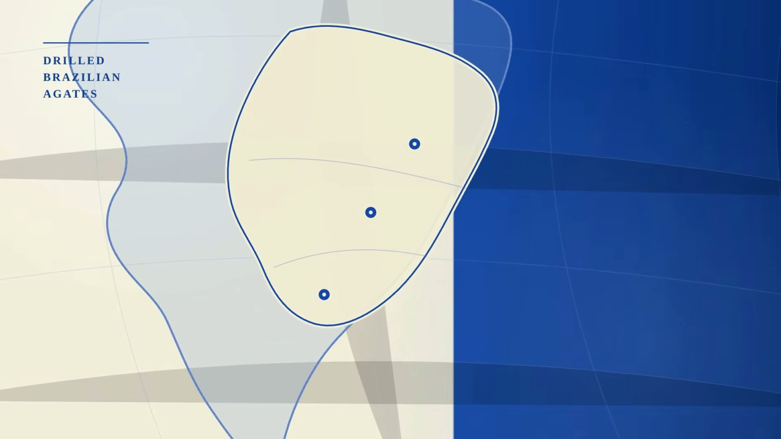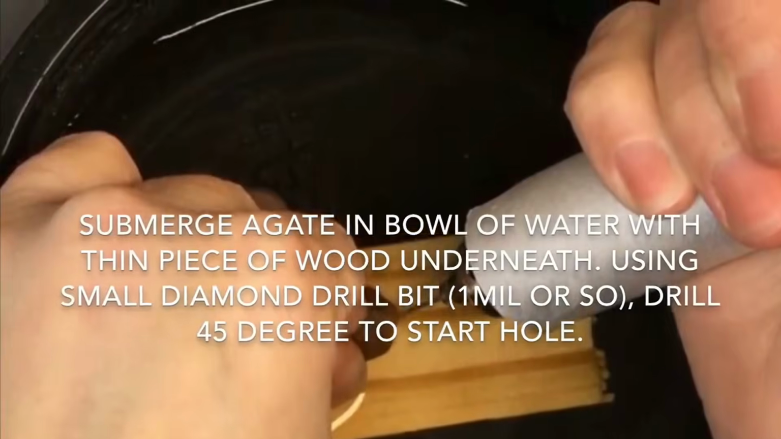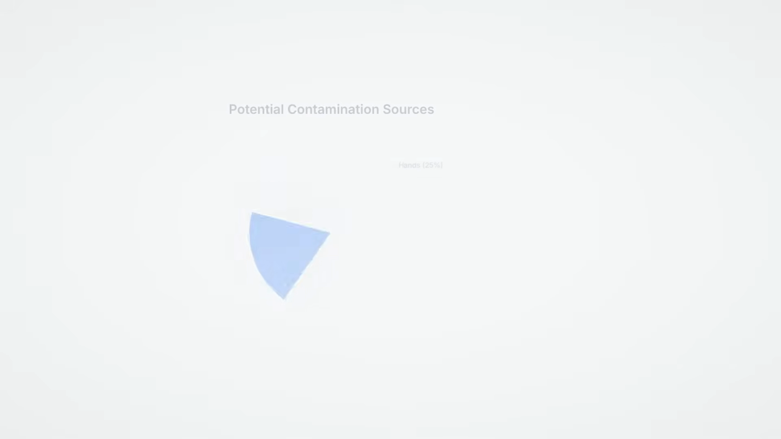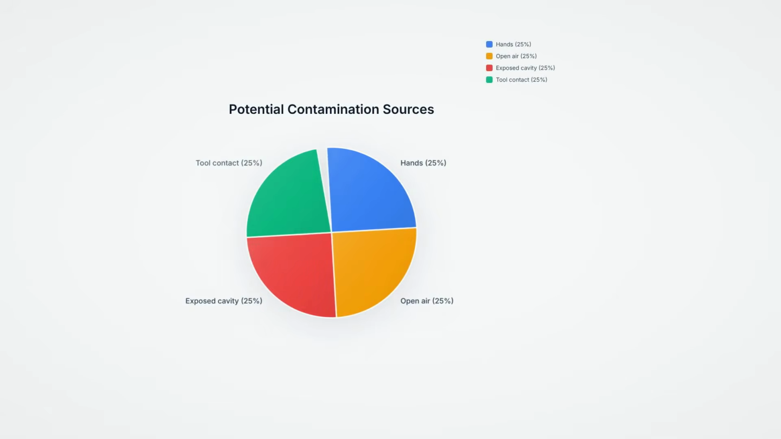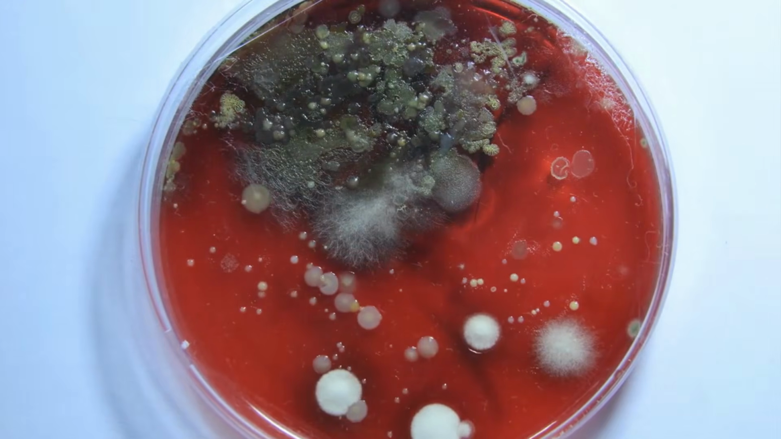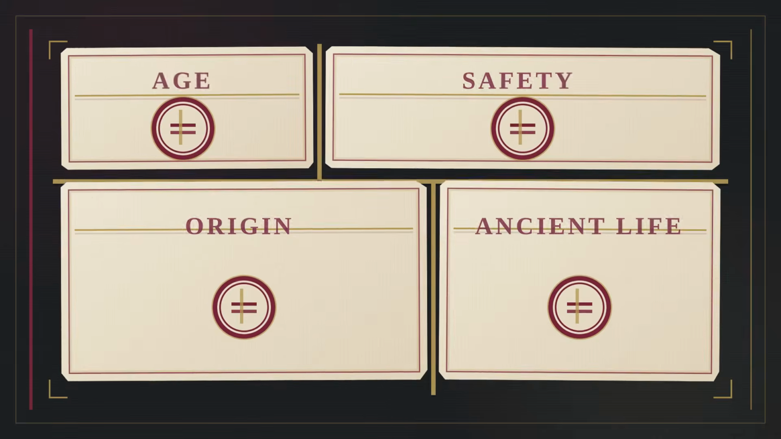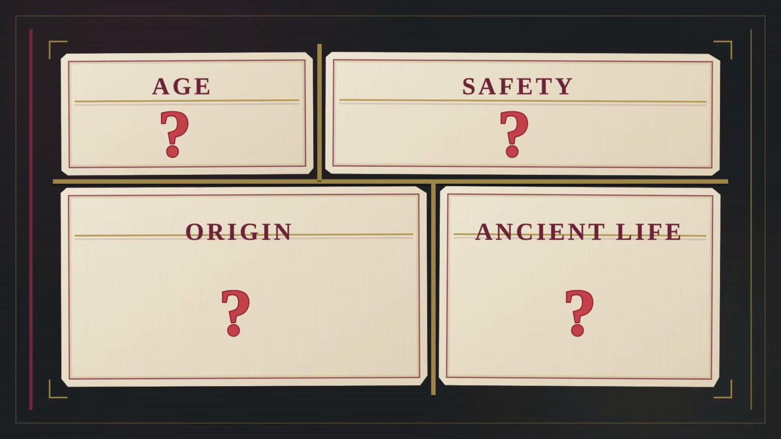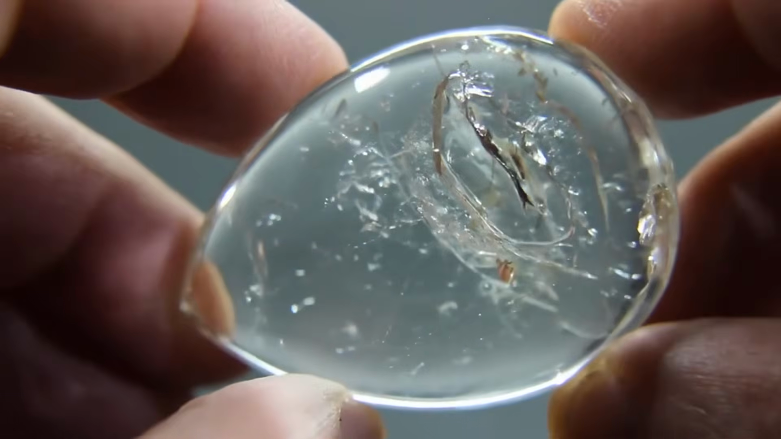Bacteria reported from drilled Brazilian agates resembled organisms associated with tropical surface soils. But chalcedony porosity, the drill, the operator's hands, open air, and the exposed cavity all complicate contamination. Tasting the liquid or watching growth on an improvised culture plate cannot establish its age, safety, origin, or evidence of ancient life. The fastest route to the liquid is also the fastest route to losing its context.